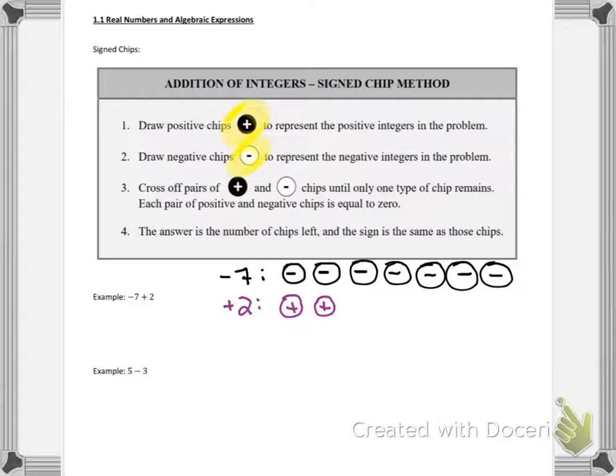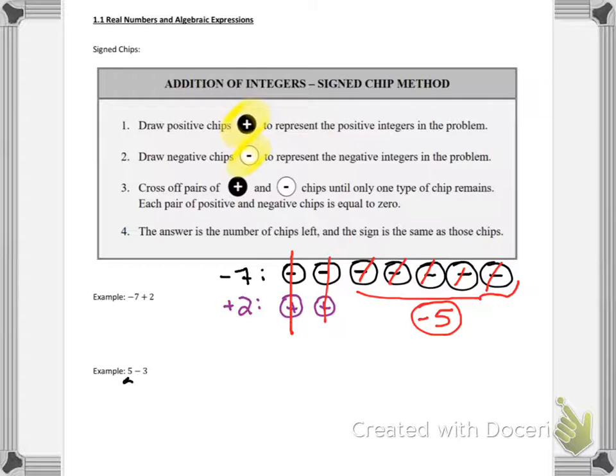So then the fun part of this is that we get to cross things out. So a pair of negative and positive chips, they cancel each other out, okay? And then we're left with, it looks like 1, 2, 3, 4, 5 negative signs. So our answer would be negative 5. That's our final answer. Okay? Let's do the same thing with the second problem.